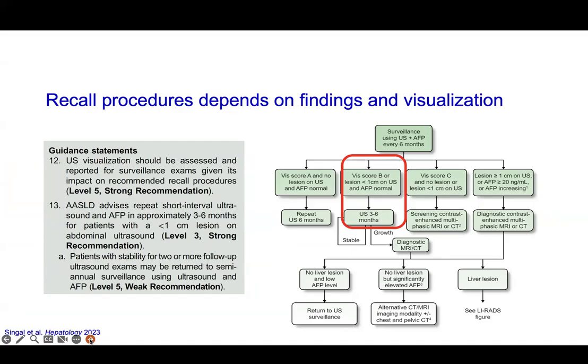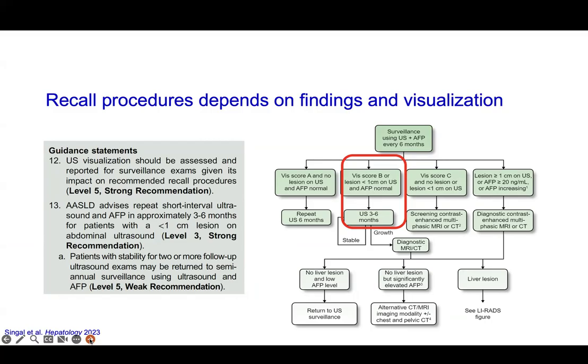Your VIS score is B, which meant that it wasn't terrible, but it certainly wasn't great, or you were found to have a lesion that was less than 1 centimeter, so a small lesion on ultrasound. That would give everyone anxiety. And still with the alpha fetoprotein that is normal. Here the guidelines say you should repeat your surveillance now at 3-month intervals, possibly 6, but you're going to repeat it a little bit sooner.